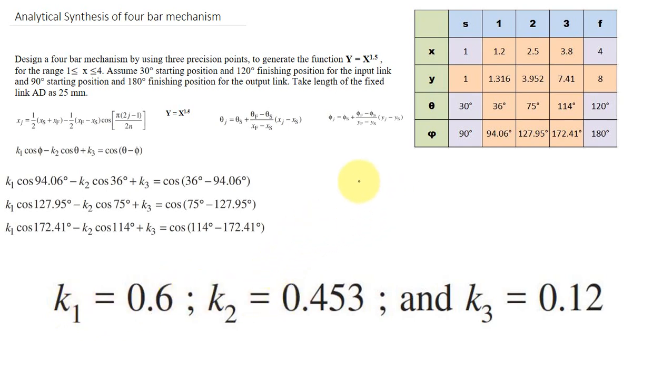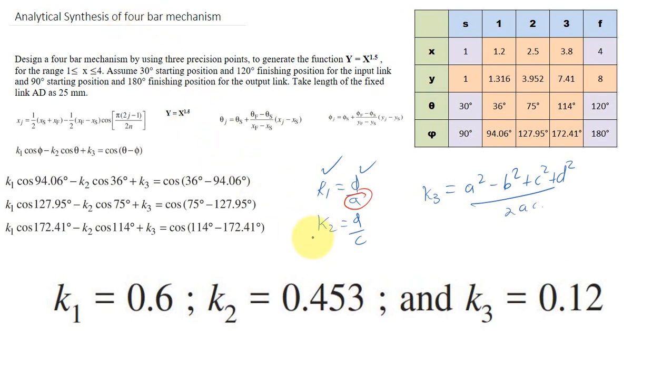We know that k1 is equal to d by a, k2 is equal to d by c, and k3 is equal to (a squared minus b squared plus c squared plus d squared) divided by 2ac. We know the value of k1, and d is from the question: AD is 25 mm. So we know the value of d and k1, and from that we can find the value of a.